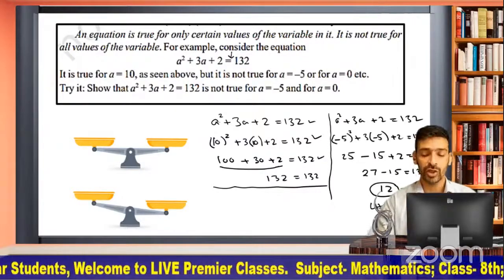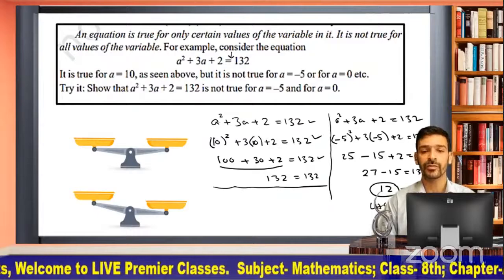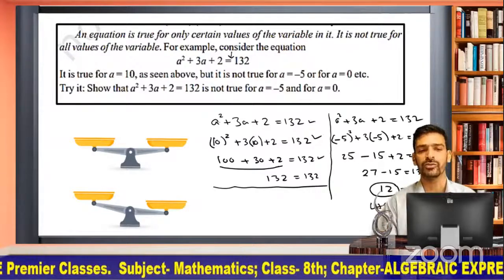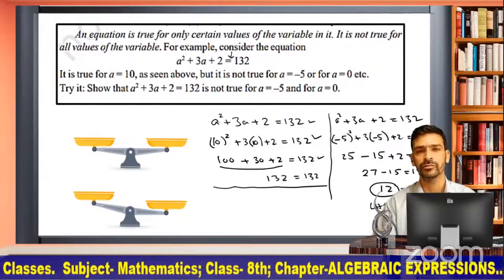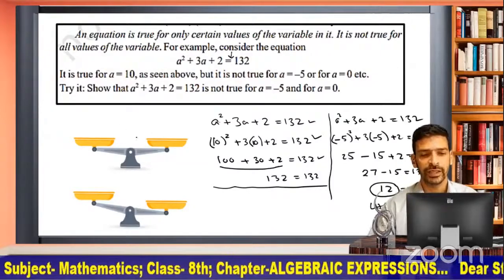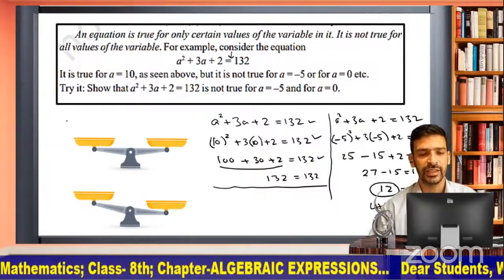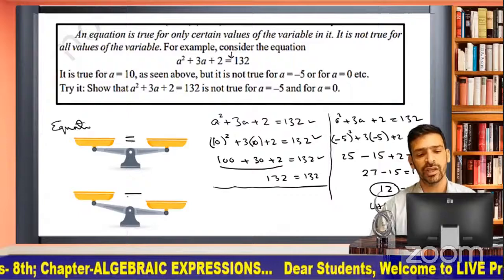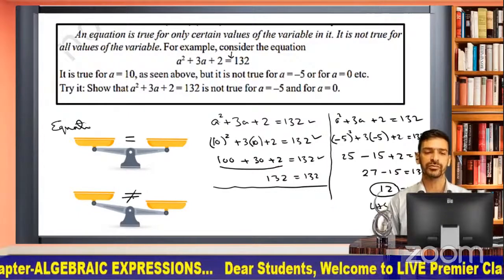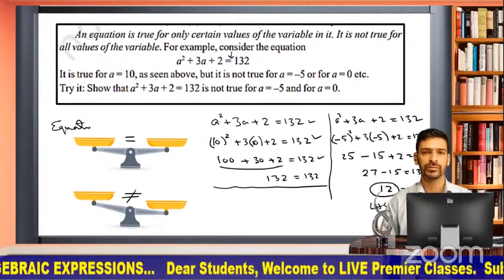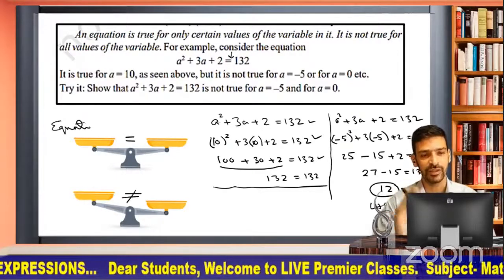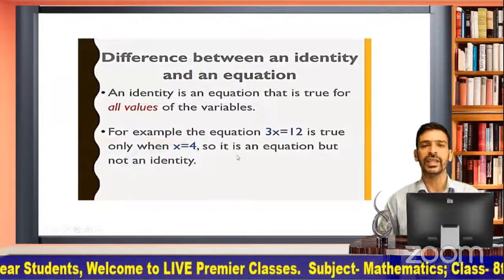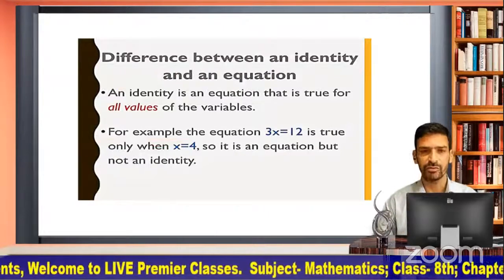because equations are true for some values, not for all values. That is why I have shown the representation here. These equations can be equal for some values, but they are not equal for all values. But for an identity, it is equal for all values. So what is the difference between an identity and an equation? Let us come to a close.